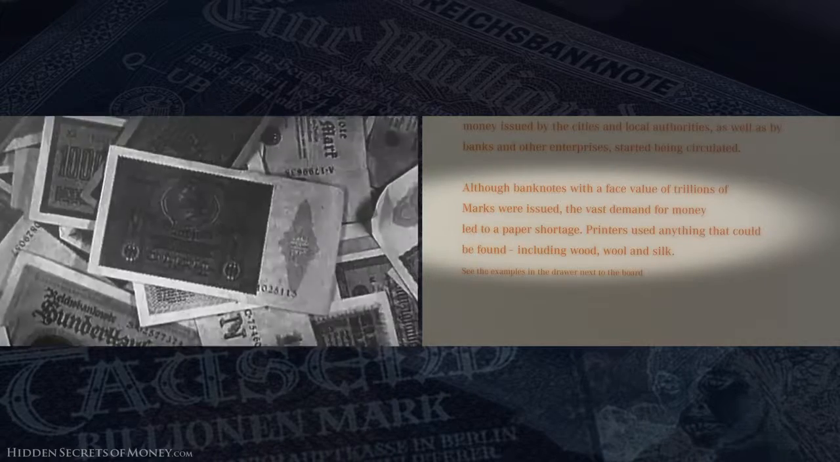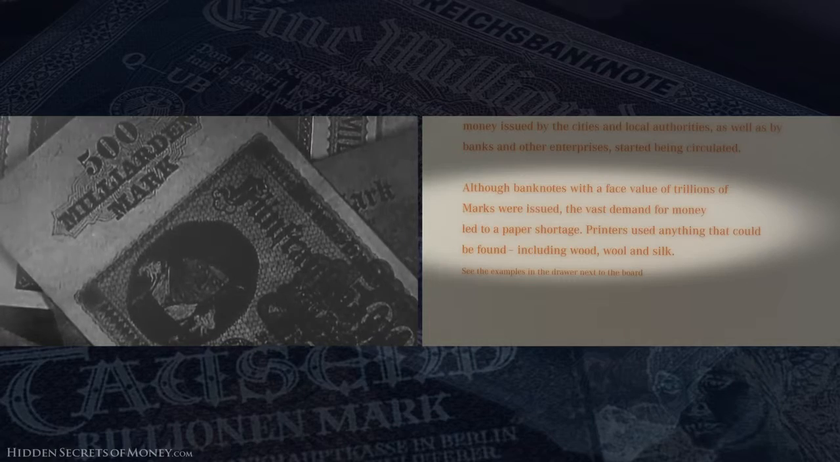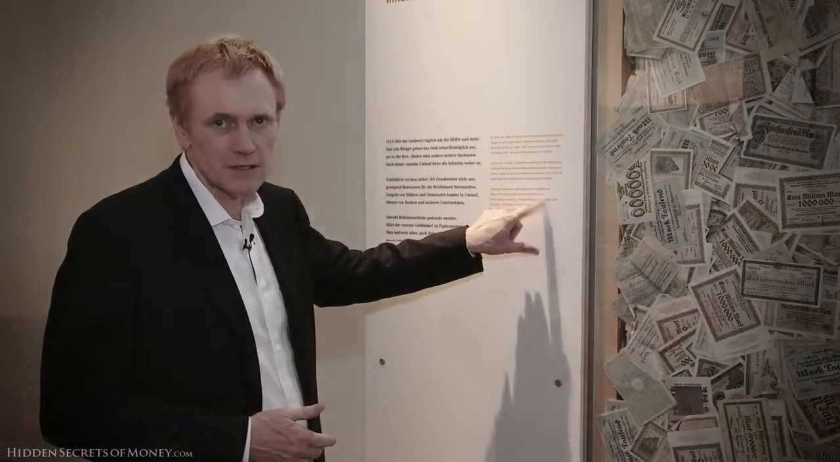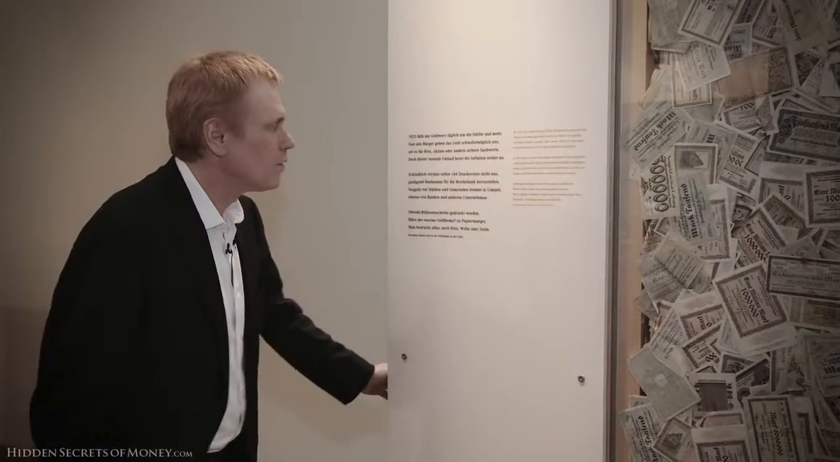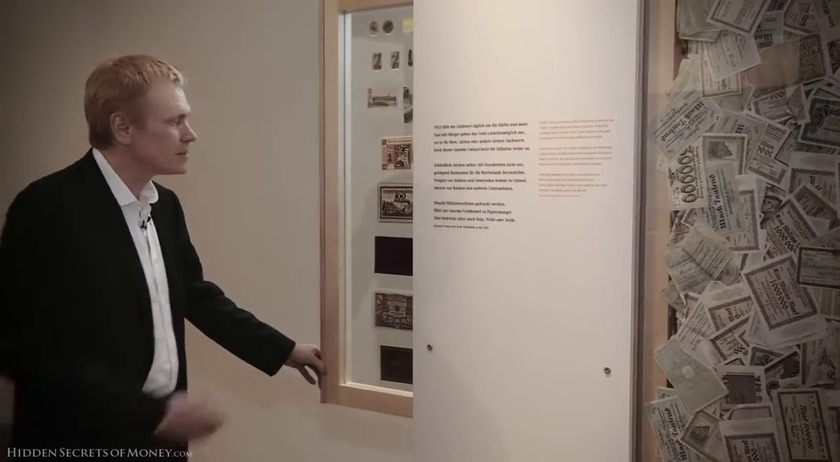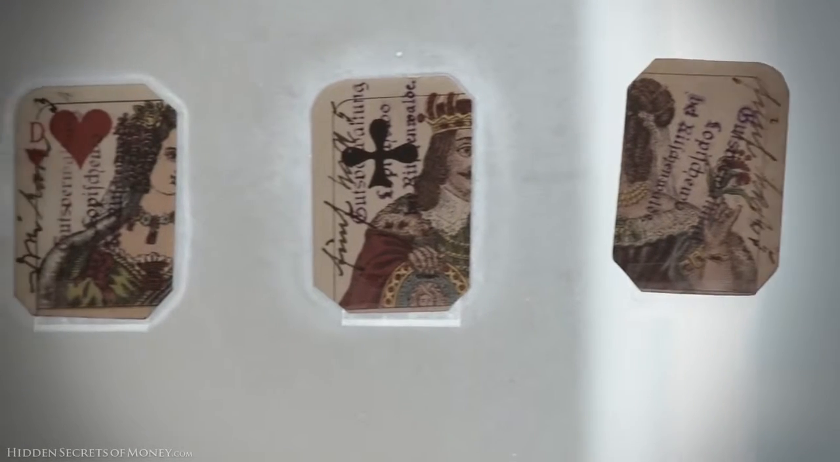Although banknotes with face values of trillions of marks were issued, the vast demand for currency led to a paper shortage. Printers used anything that could be found, including wool, wood, and silk. So here's some example of wood, wool, and silk currencies over here.